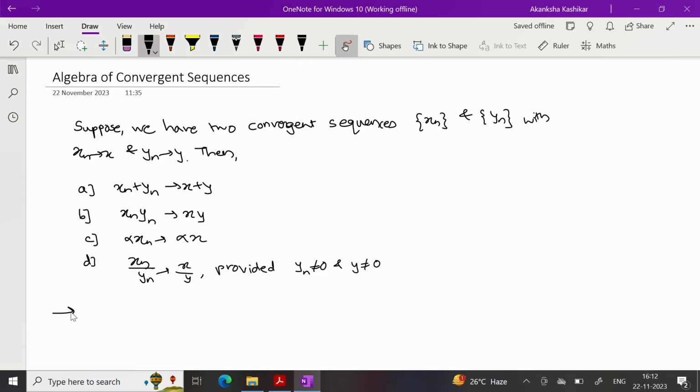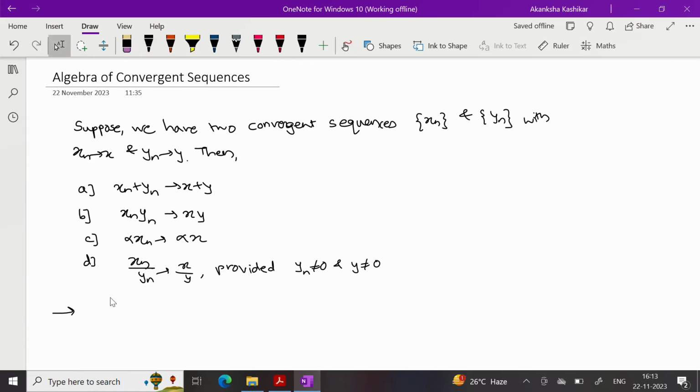We have to prove these four results, and we will be using the properties of sequences that we have studied so far, and of course the definition of a convergent sequence. So what do we know from the definition? That if I want to prove that a sequence converges to a given point, then we have to show that given any epsilon greater than 0, there exists some n naught after which all the terms of that sequence are within the epsilon neighborhood, right?